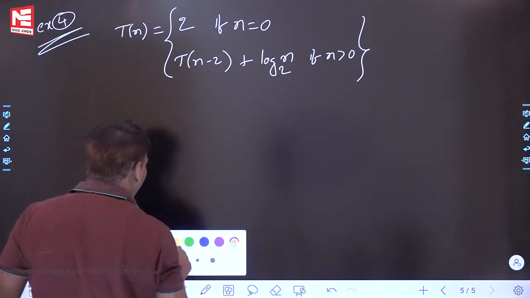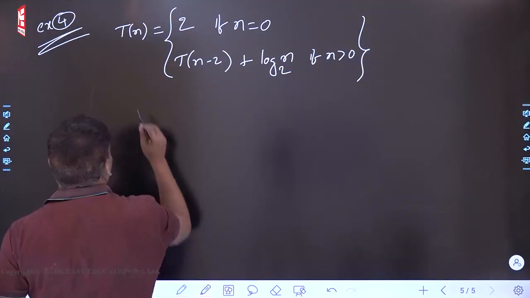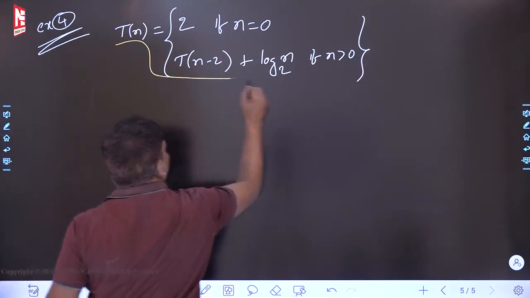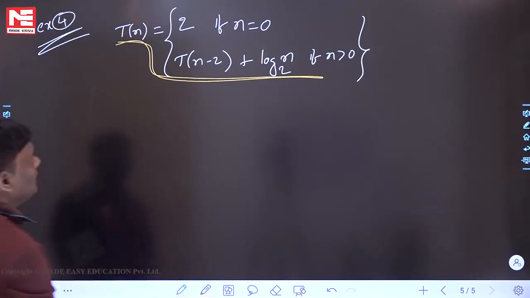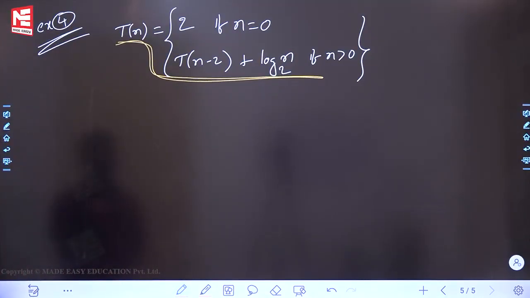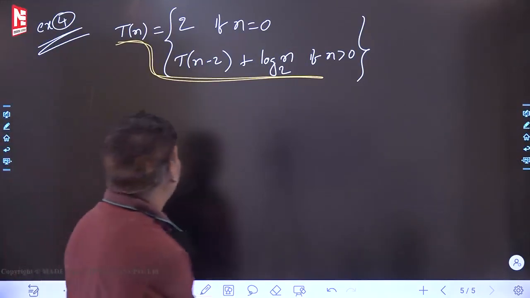And one more, if you want to apply the substitution method, what is the first step? See only the else part. Read the else part only. Tn is equal to Tn minus 2 plus log n base 2. If you are okay with the else part, can you substitute the numbers and verify?